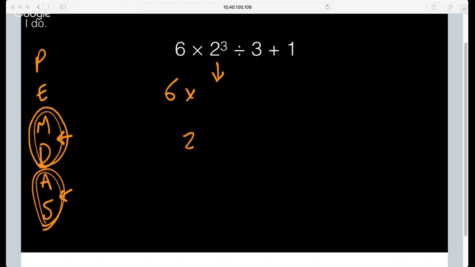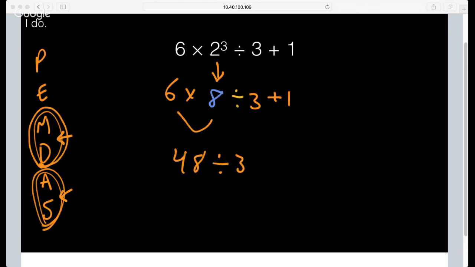Get rid of this. Okay. That equals 8. We still have this division and this addition. So exponents, no more exponents. Multiply or divide. Oh, multiply right here. 6 times 8. 6 times 8 is 48.